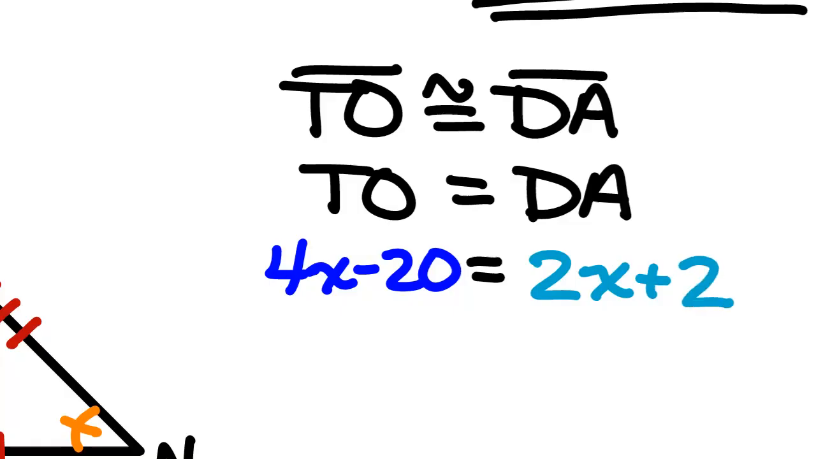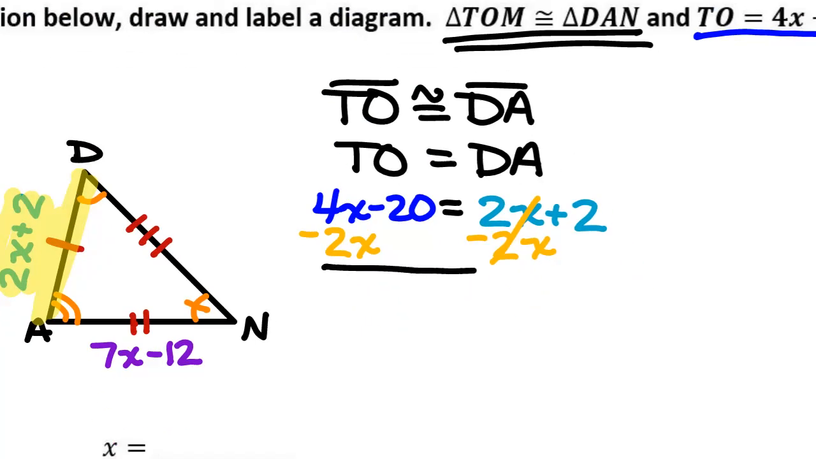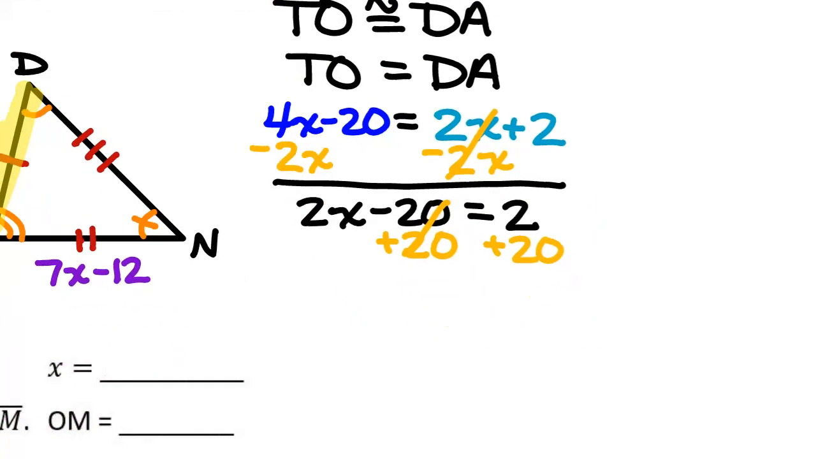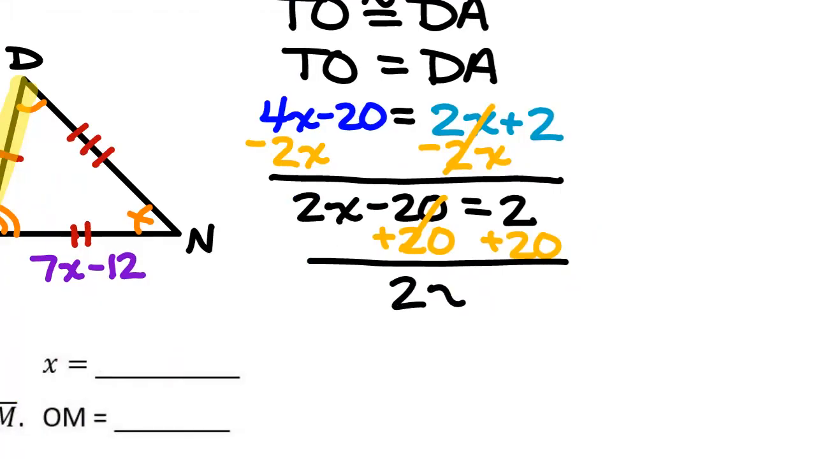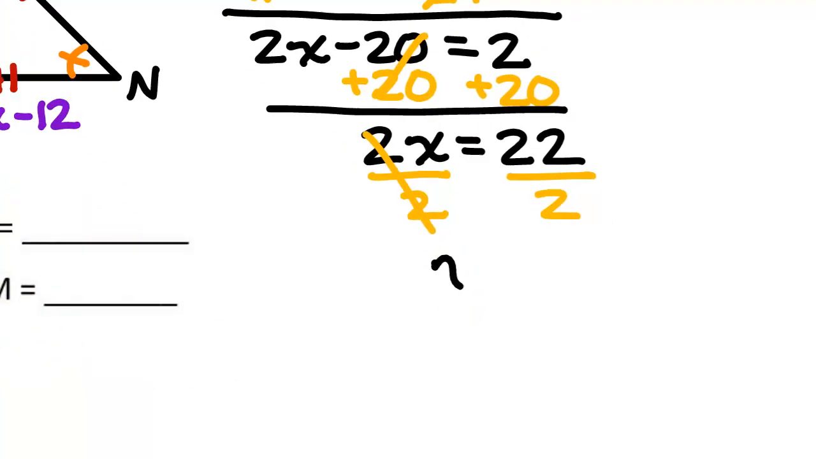And now we're going to solve this for x. So I'm going to get my x's to the same side. I'm going to minus 2x from both sides. So I get 2x minus 20 equals 2. Then I add 20 to both sides. So 2x equals 22, which means x is how big? X is 11. 22 divided by 2 gives me 11.